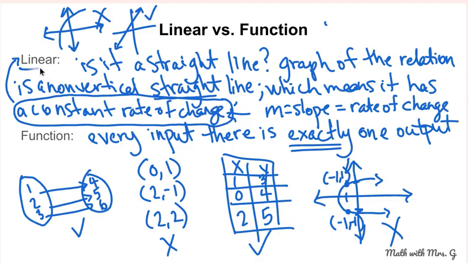When we ask the question, is it linear? We're asking, is there a constant rate of change, which makes it a straight line? If we get asked, is it a function? We're asking about inputs and outputs. Okay, so those are two different things.